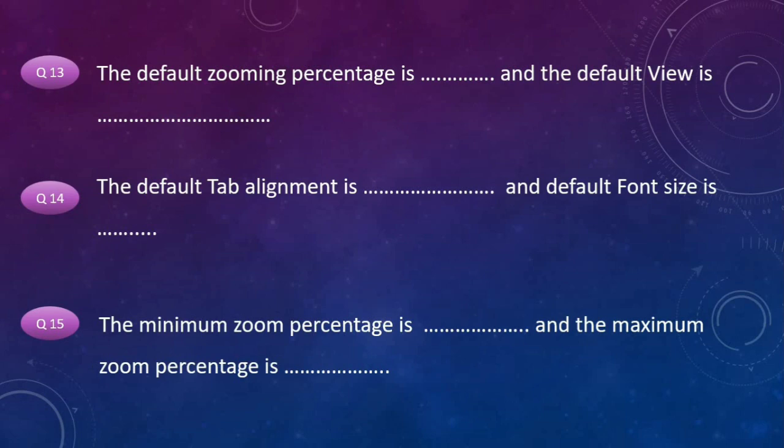So the answers for the above question: the default zooming percentage is 100 and the default view is print layout view. The default tab alignment is left and the default font size is 11. The minimum zoom percentage is 10% and the maximum zoom percentage is 500.